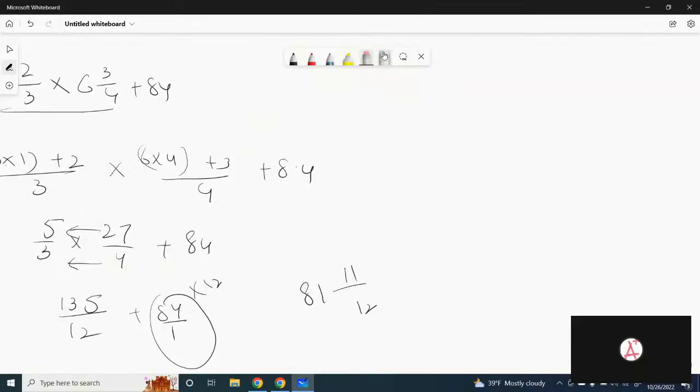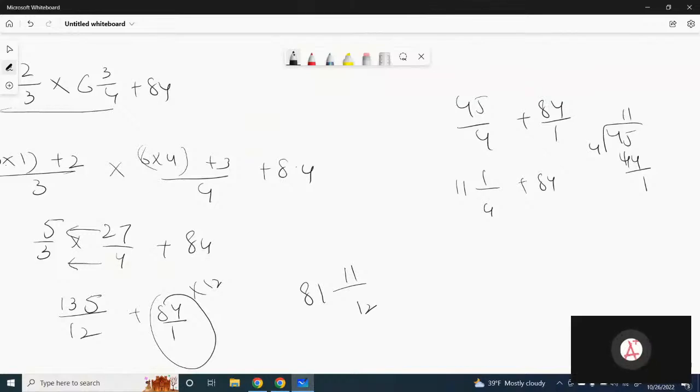Got it? So 45 over 4 plus 84 over 1. Let's just divide 45 by 4. It would be 11, since 4 times 11 is 44. Here you have 1. It would be 11 whole 1 over 4 plus 84. Just add whole numbers. 84 plus 11 is 95 whole 1 over 4. Got it?